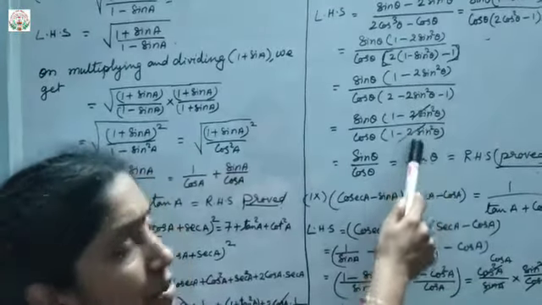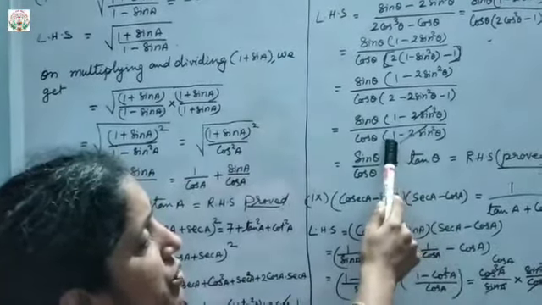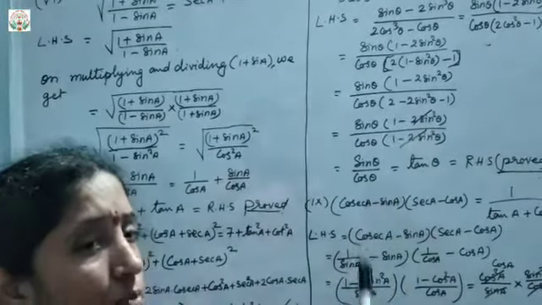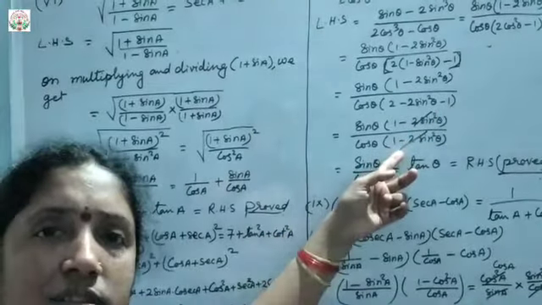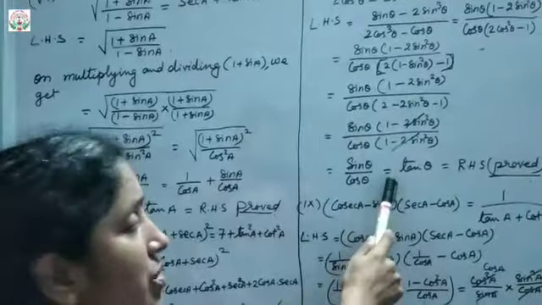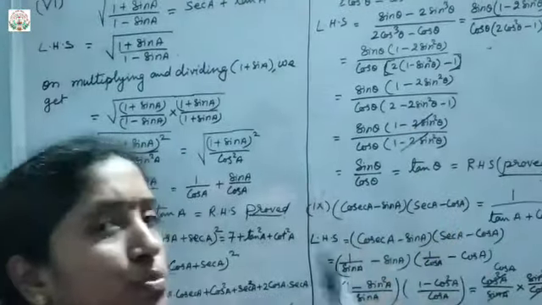In the numerator and denominator you can see 1 minus 2 sin square theta upon 1 minus 2 sin square theta. Both sides, numerator and denominator, have 1 minus 2 sin square theta, so both will get cancelled. Now what is left out? Sin theta upon cos theta, which equals tan theta, equals RHS, proved.